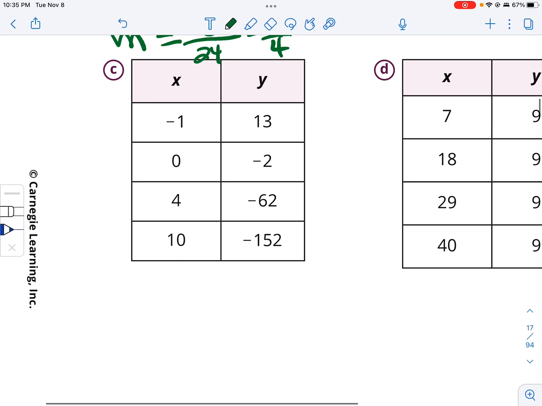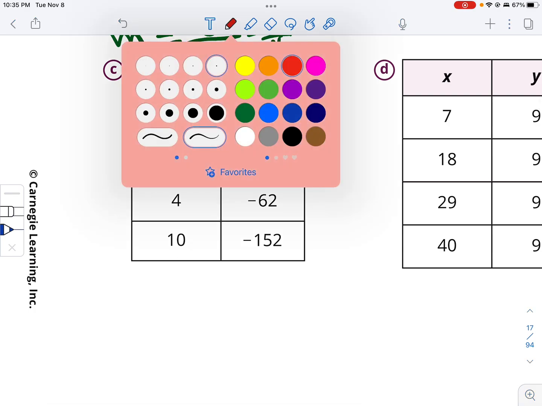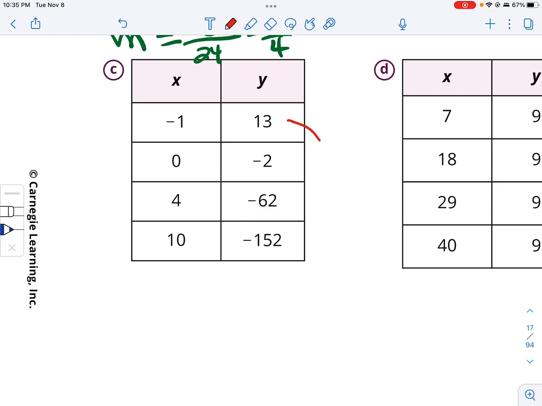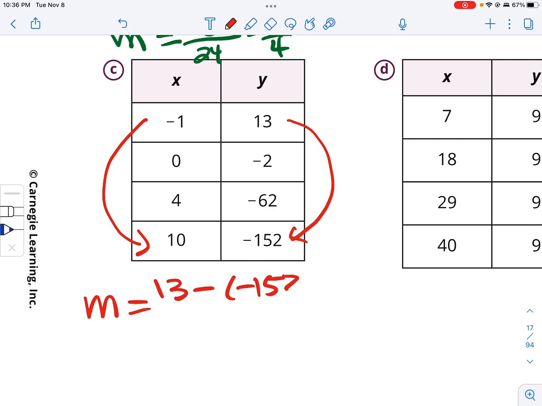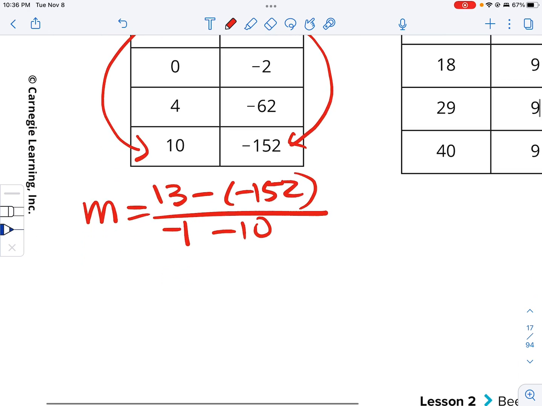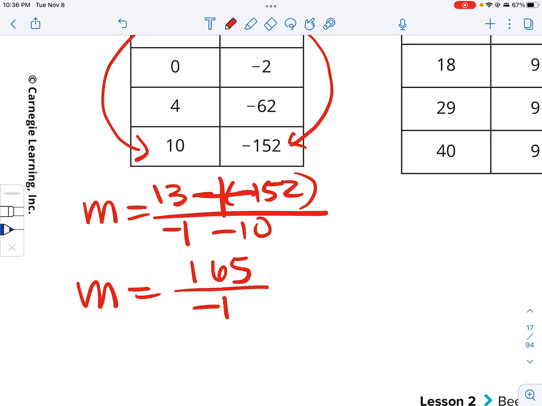Next, this one. I'm going to pick red again. I don't care. We can go from here to here if we want. And so that means I have to go from here to here. So my slope is 13 minus a negative 152 over negative 1 minus 10. So if I do that, that turns to a plus sign. So that gets me 165 over negative 11. So m equals negative 15.